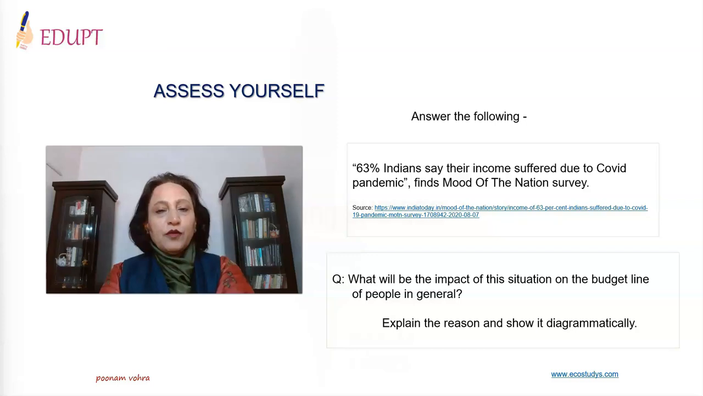Now assess yourself and answer this question on the basis of the information as provided. The information is that 63% of the Indians say that their income has suffered due to COVID pandemic, as per the Mood of the Nation survey. The question to you is, what will be the impact of this situation on the budget line of people in general? You are required to explain the reason and show it diagrammatically.